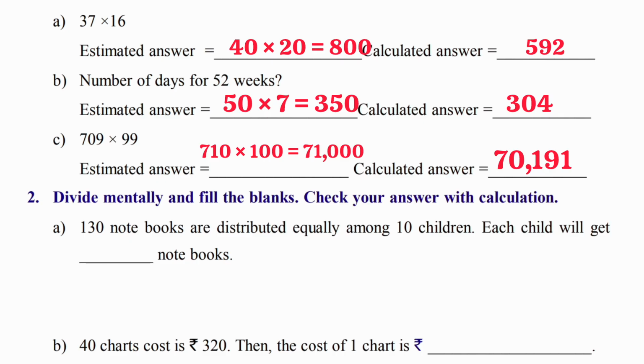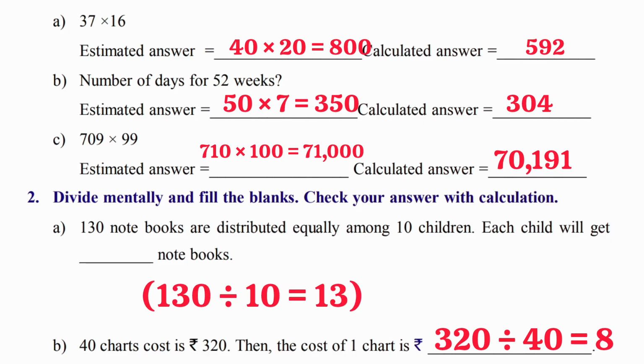Understood? Let's move on to the second Roman, which is divide mentally and fill the table. Check your answer with calculation. Okay, let's see. First question is 130 notebooks are distributed equally among 10 children. Each child will get dash notebooks. So do the division. 130 divided by 10, you will get 13 answers. So each child get 13 notebooks.